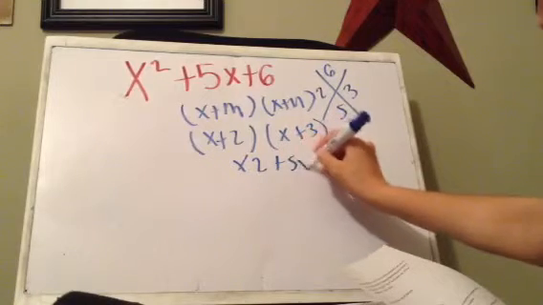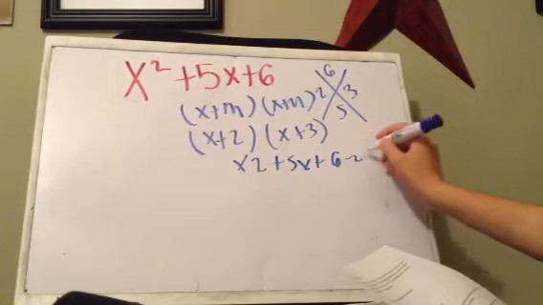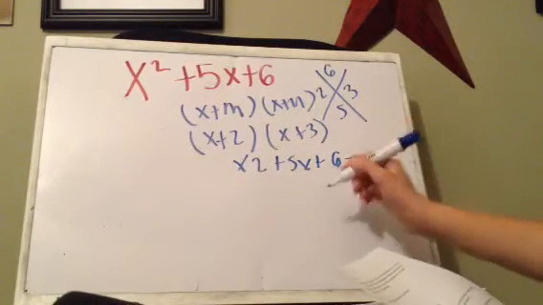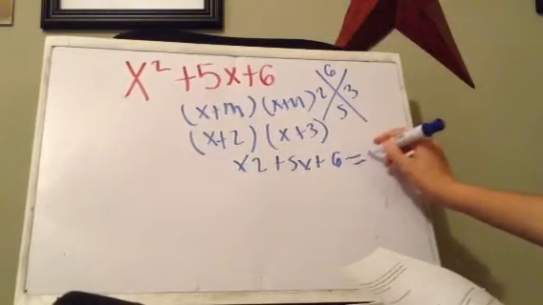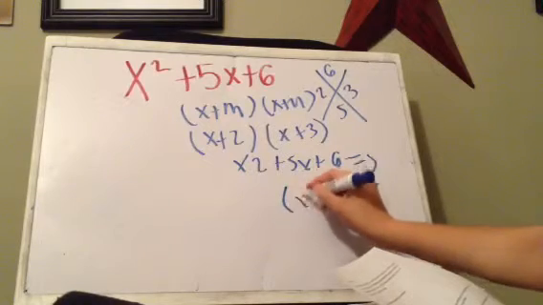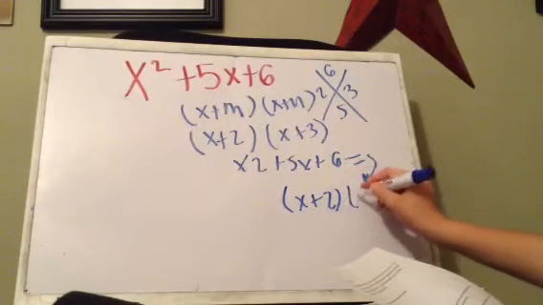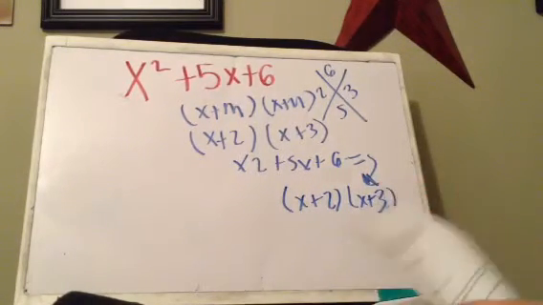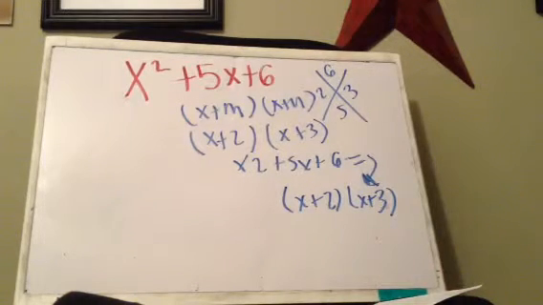x squared plus 5x plus 6 equals, I'll put the answer down here, x plus 2, x plus 3. So that's your answer. And this is how all the easy quadratics will work, and you'll find the factors of the constant term, and they add up to the middle term. So you'll use these factors to fill in your parentheses, and you can always check your work by multiplying back till you get the original answer.